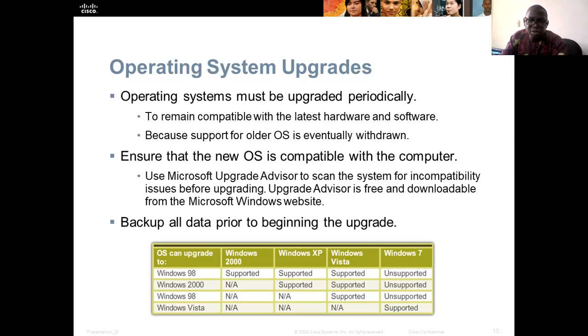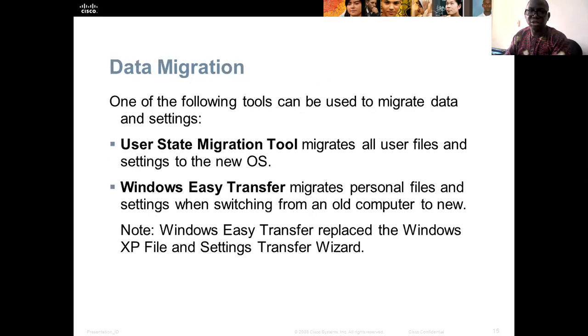Windows Vista not available, you cannot upgrade Windows Vista to Windows 2000 or Windows XP, but you can upgrade Windows Vista to Windows 7. And Windows 7, I think you can upgrade to Windows 8 and to Windows 10. But most of the time, we recommend a complete new installation to take advantage of all the things.